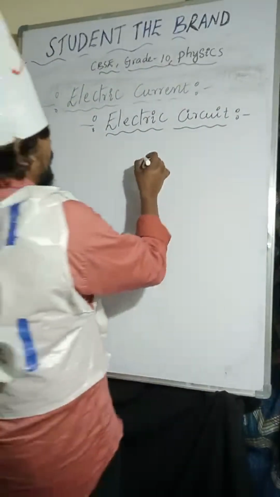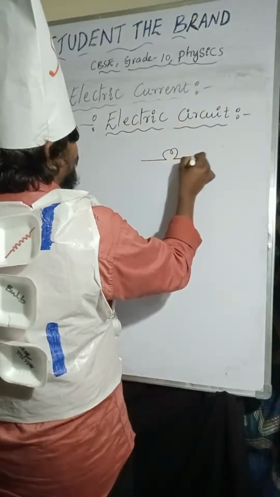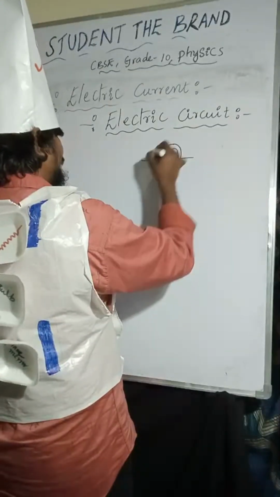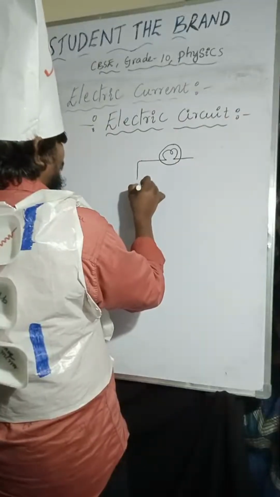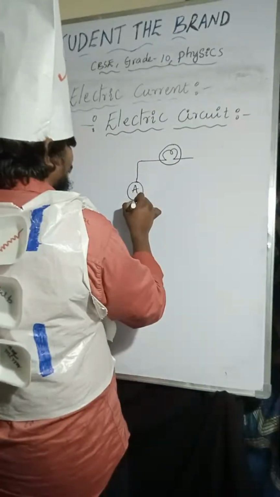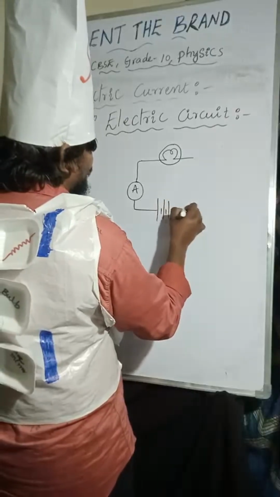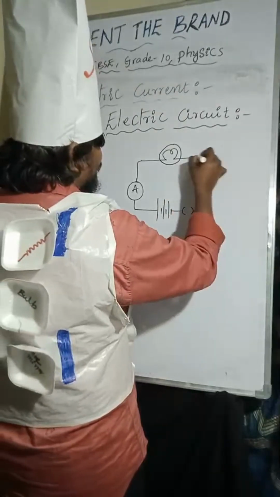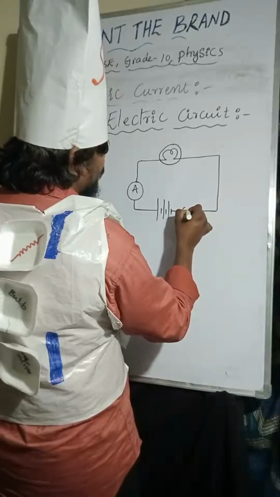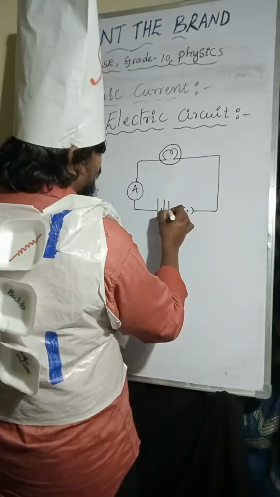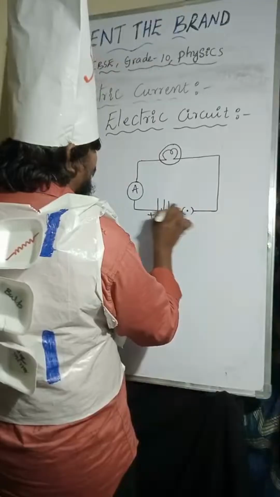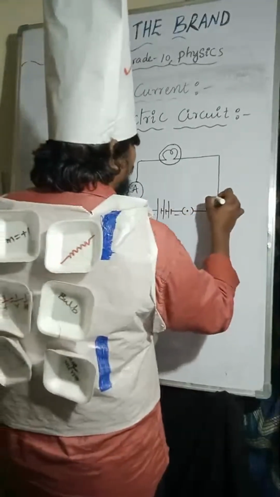So here I am taking the bulb, and the ammeter. Next, the battery and the switch. Positive terminal, negative terminal, and the current is flowing like this.